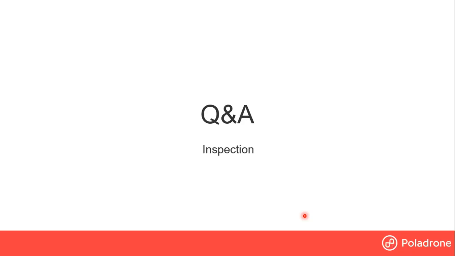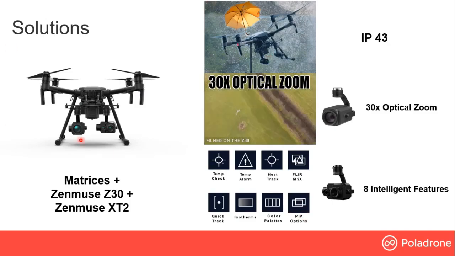So for the Matrice, I think it doesn't come with the Z30 and XT2, right? Yep, it doesn't come with them. So this drone doesn't come with these two payloads. The picture I see here is just for illustration purposes, with these two payloads put in. So when you buy the drone itself, you only get the drone. There is no payload attached with it. Just to make that clear. I see.